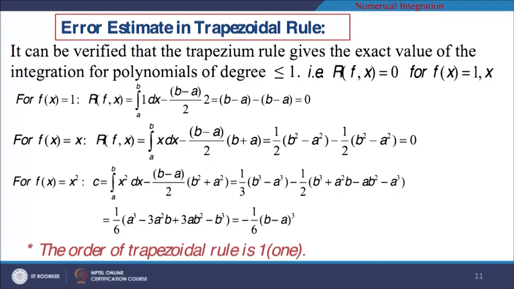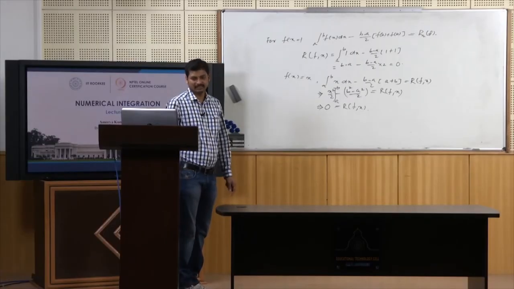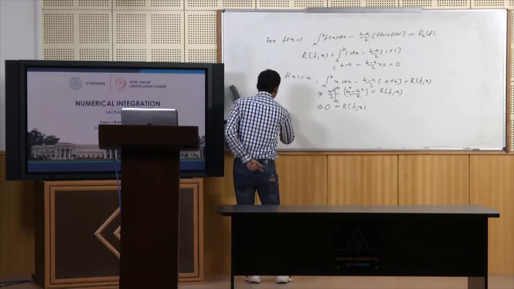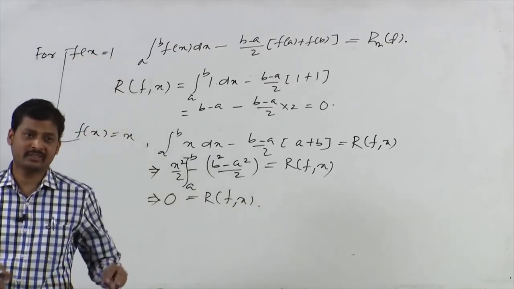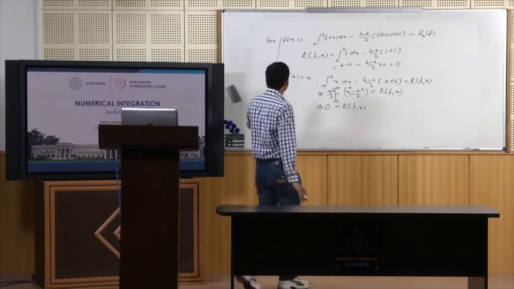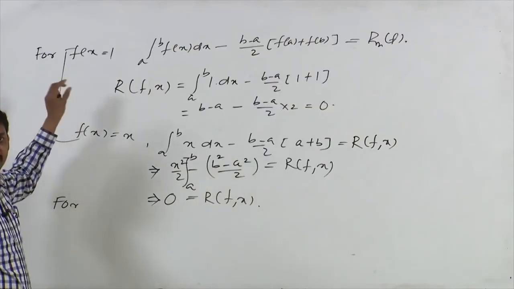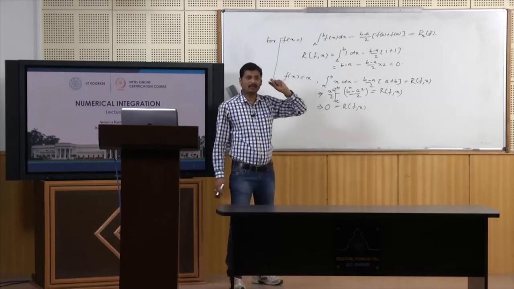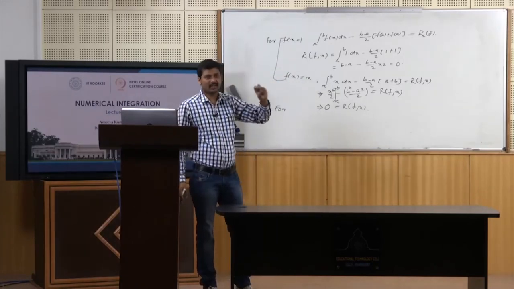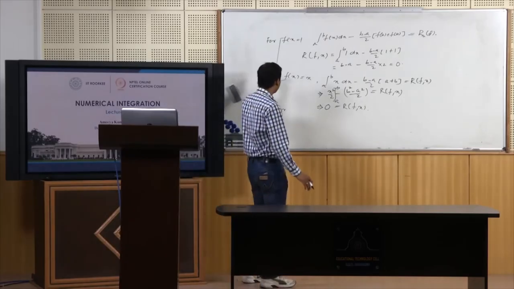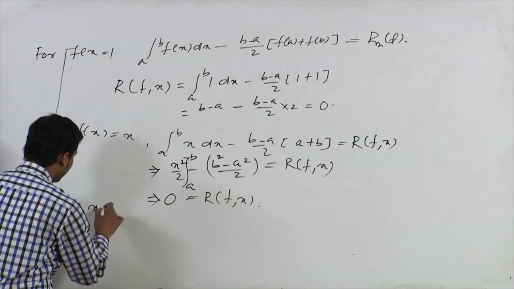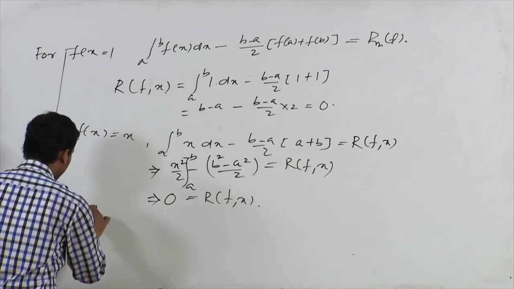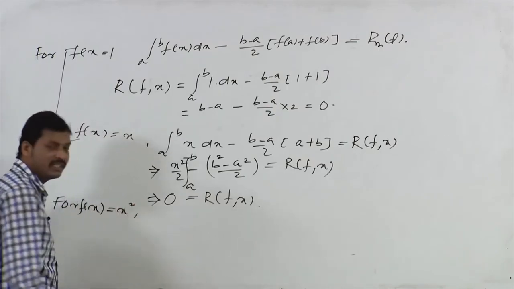So, since we have considered a polynomial of degree 1, or we are approximating this function with a polynomial of degree 1, we get exact 0 values. The error term is 0 for a polynomial of degree 1 here. That is why, moving to the next term, if we consider f of x equals x square, then we can obtain the error term here.